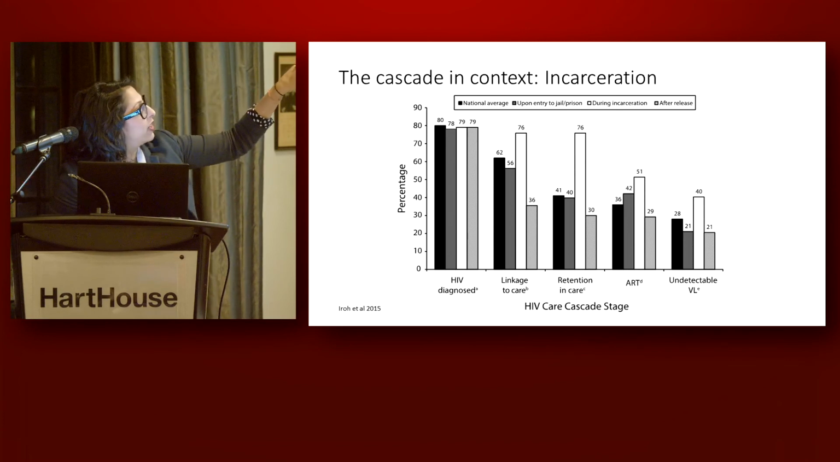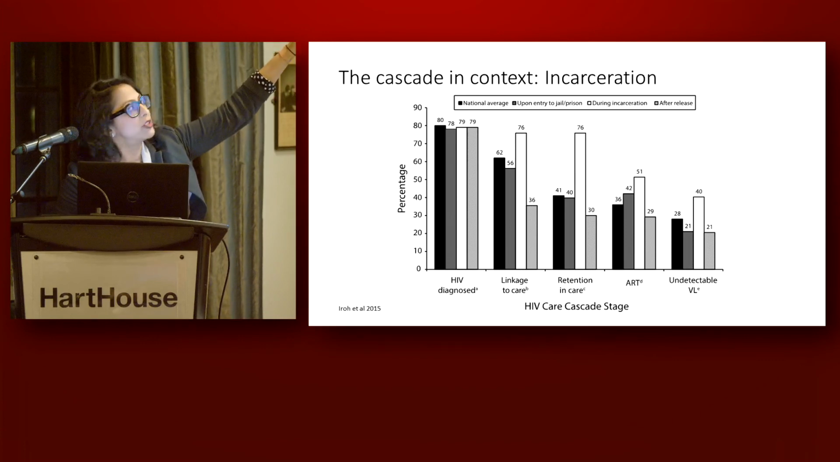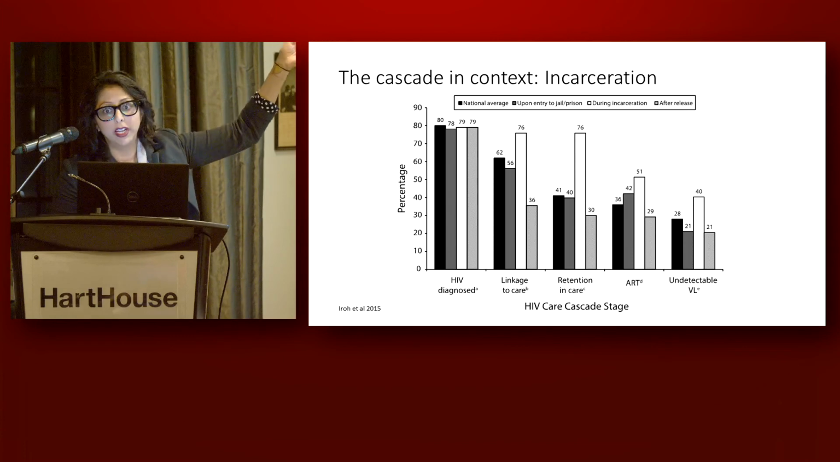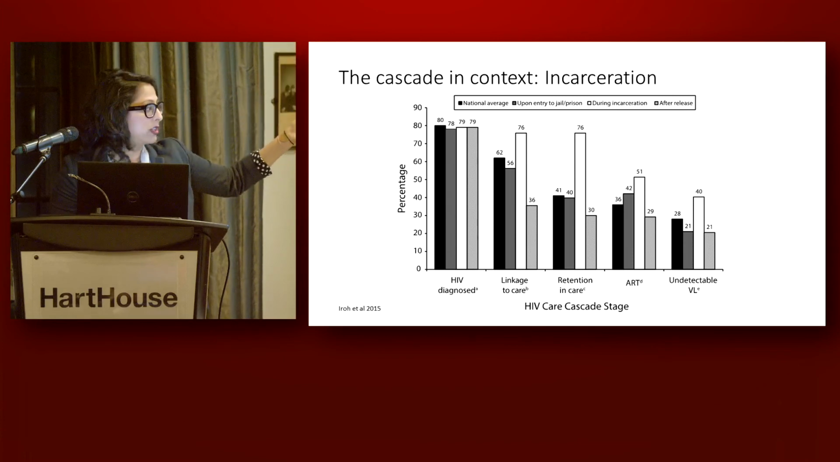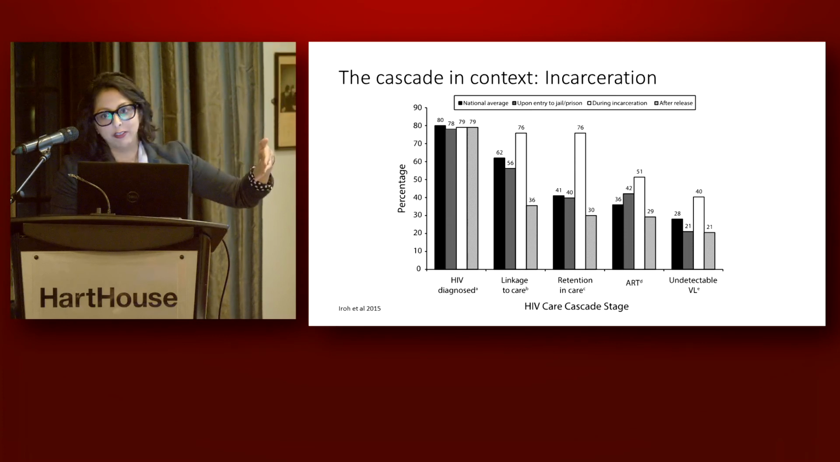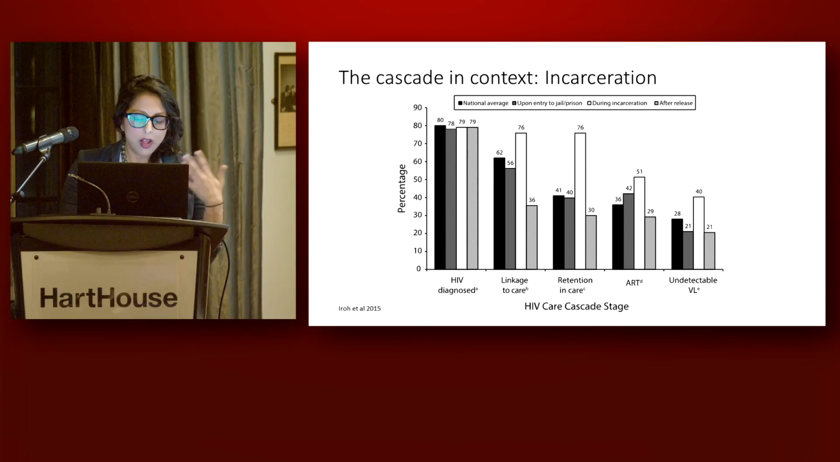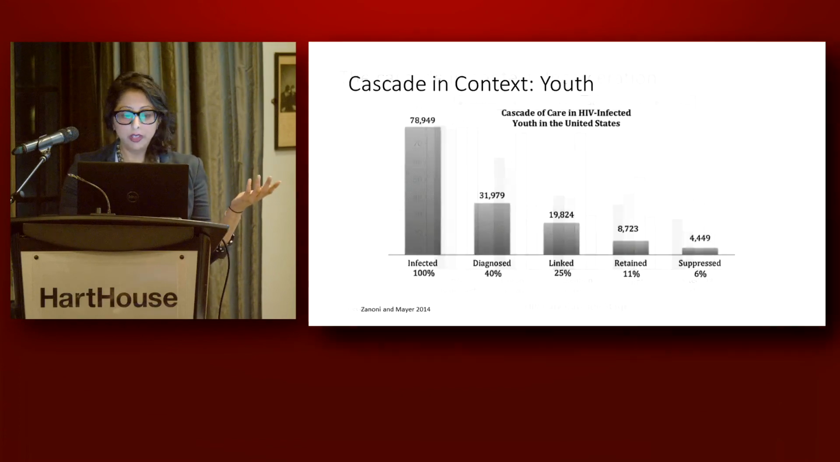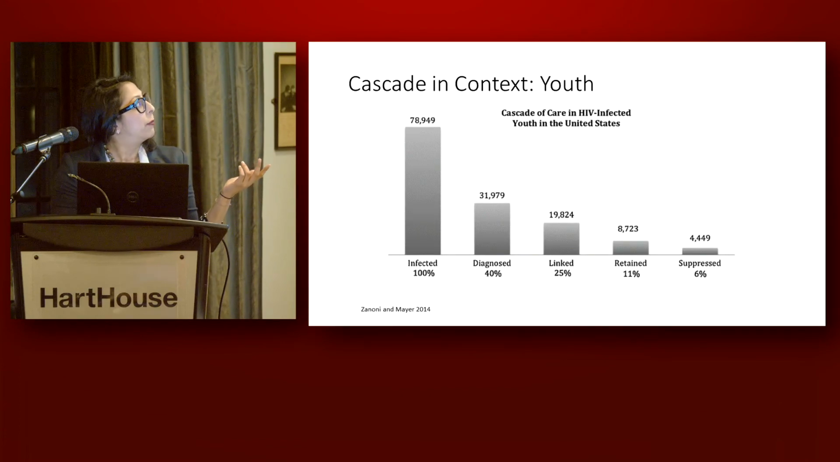Interestingly, you'll see that there's areas where way more people who are incarcerated, the white lines during incarceration, more people are linked and retained in care because they're incarcerated, right? So they're in a confined space. And then look at the drop-off once they actually leave care, right? So, once they leave the prison context. So there's lots of structural barriers for these folks. Similarly for youth, these are huge drop-off rates, right?